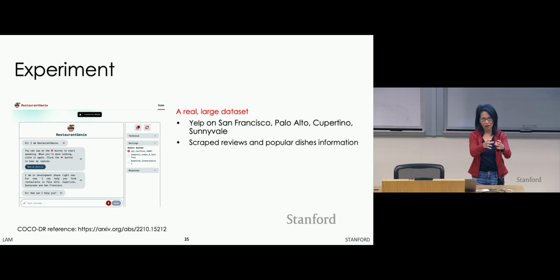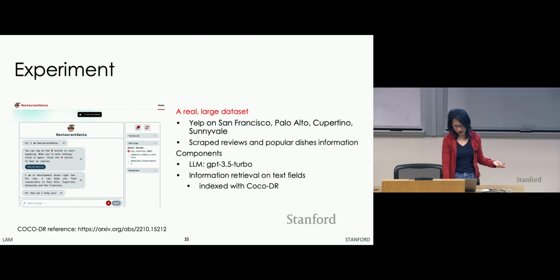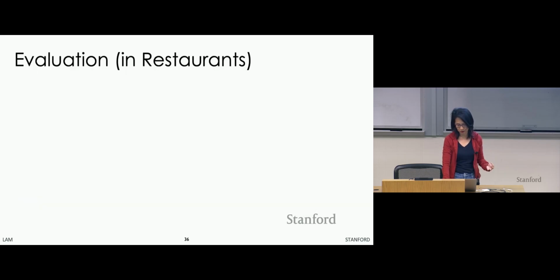that we do for an academic project. It is full, live Yelp data. We scrape the reviews and popular dishes and so forth. And we handle San Francisco, Palo Alto, Cupertino, and Sunnyvale. It's pretty large. The LLM is GPT-3.5. We are doing IR, and we're using ColBERT in this case. And we have a compiler, an optimized compiler, fully working.